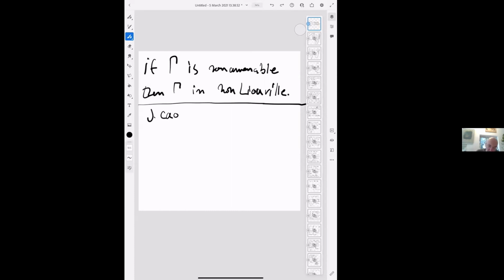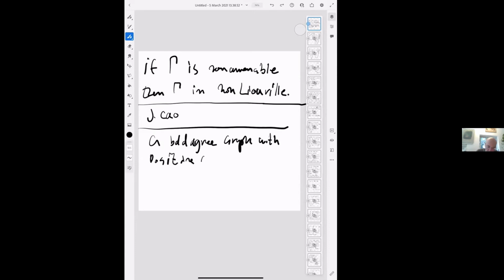But here, what I want to show, this is very complicated, and the Riemannian setup is annoying for me. But if we just want to feel it, we ask a naive question: if G is a bounded degree graph with a positive Cheeger constant, is G non-Liouville?